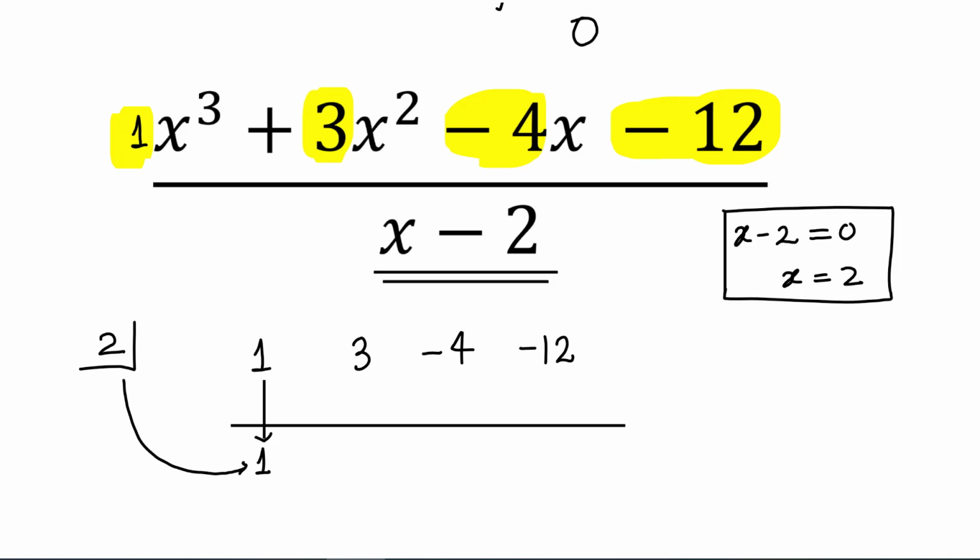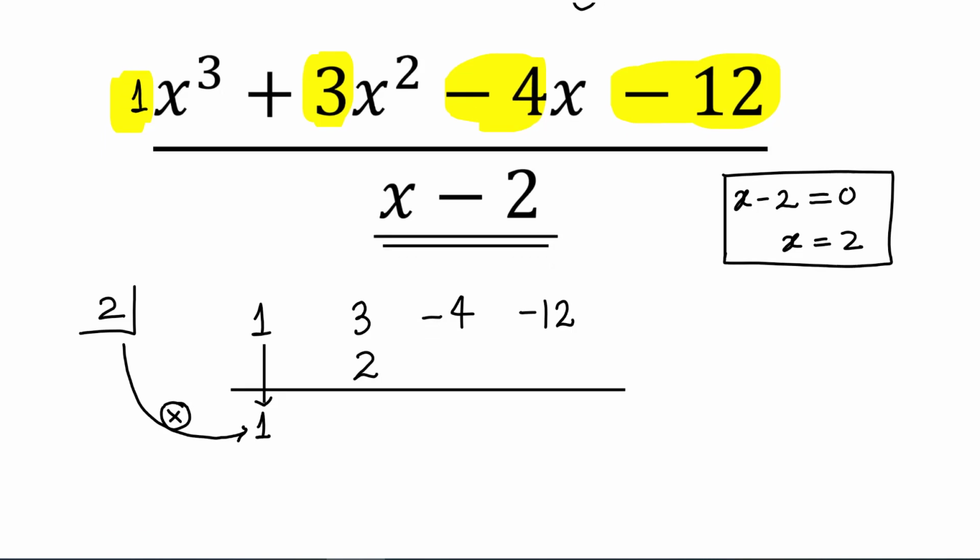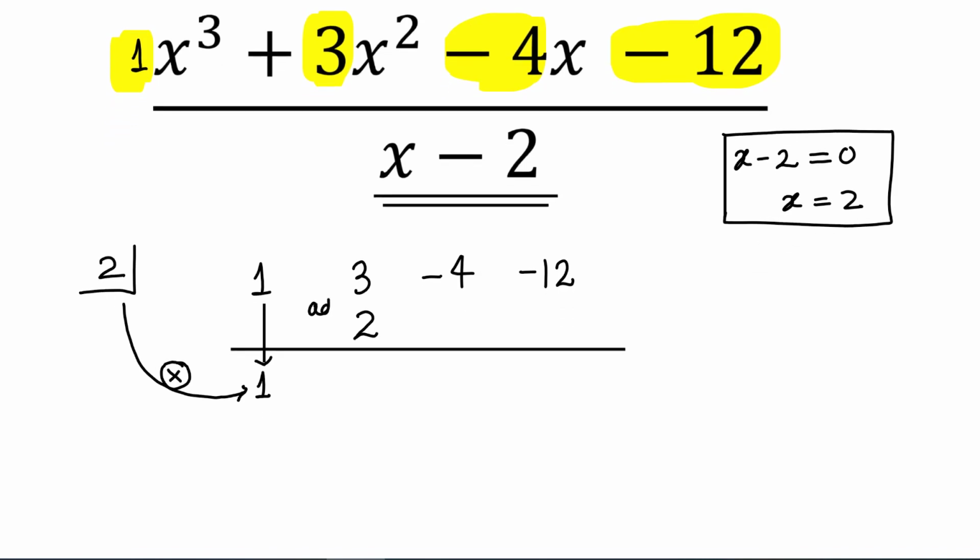Then what you have to do is multiply 2 by 1, so basically you do multiplication. If you multiply 2 by 1, you will have 2. Let us write 2 here, and then you add: 3 plus 2 will be 5. Now in the next step, again you multiply 2 with 5. So once again we have multiplication. If you multiply 2 with 5, you will have 10. So let us put 10 here, and then once again you have to add. So 10 minus 4, that is 6.